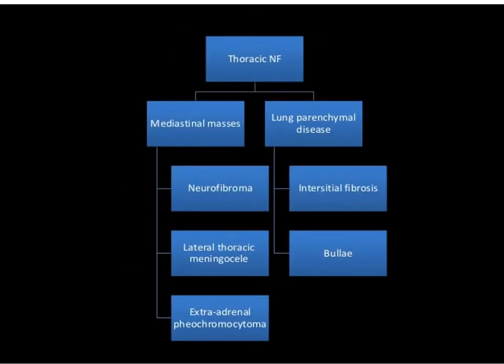Thoracic manifestations of neurofibromatosis include mediastinal masses and lung parenchymal disease. In the mediastinum, we have neurofibroma formation, lateral thoracic meningocele, and extra-adrenal pheochromocytoma. In the parenchyma, we have interstitial fibrosis and bulla formation.